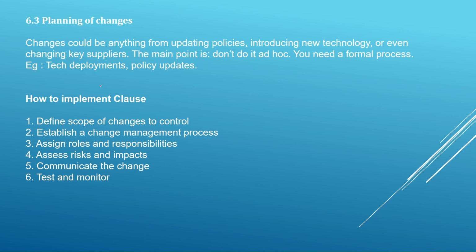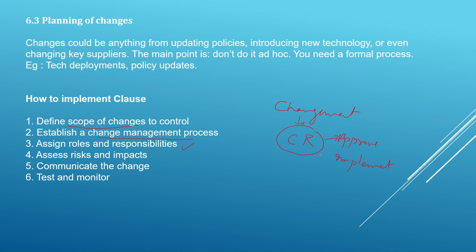Now let's see how we are going to implement this clause. First, define what is the scope of the change to the control, and then you establish a good change management process. Now, how do you establish that you have a good change management process? Say you first have to document what are the changes that you're going to implement. So let's call it a CR, the change request. Then you have to define who's going to do what. The roles and the responsibilities should be defined. Who will approve this change? Who is going to implement this change?